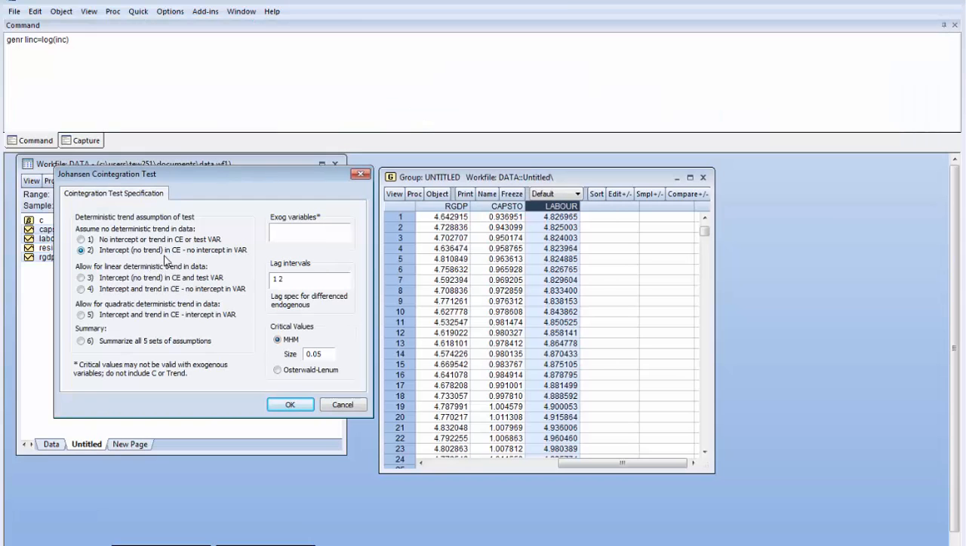So that's the case, and this is when you have stochastic trending or non-zero mean variables. How about this? Third. Now in this case, intercept in cointegration, but still not a trend. Also in the VAR model.